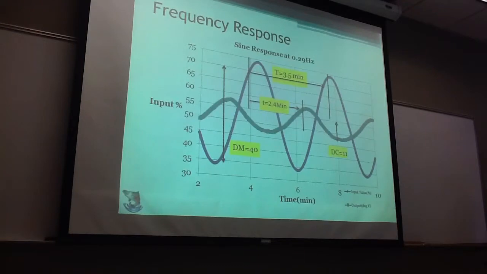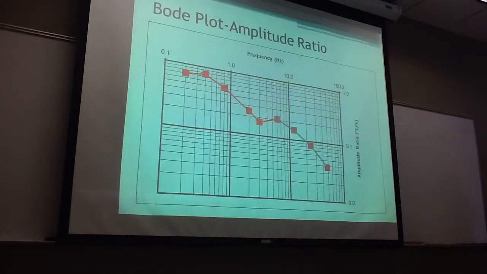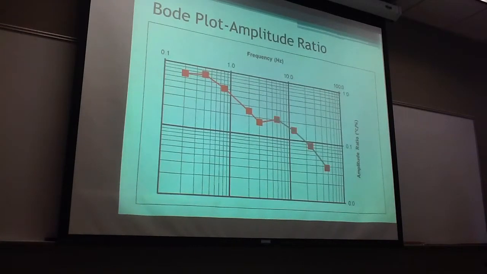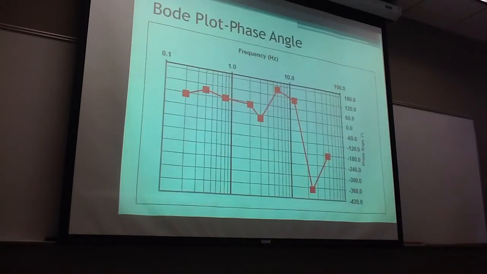This is an example of a frequency response. We would use lots of these to make the Bode plots for the phase angle and the amplitude ratio. This is one of our Bode plots for the amplitude ratio. We use this to find the gain. For this one, I forgot to put it up there, but we found the gain to be 0.78 degrees Celsius per percent.